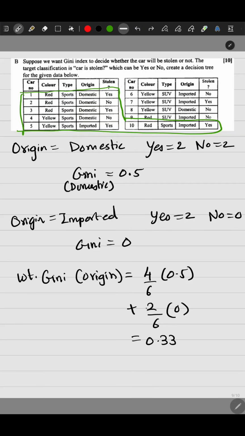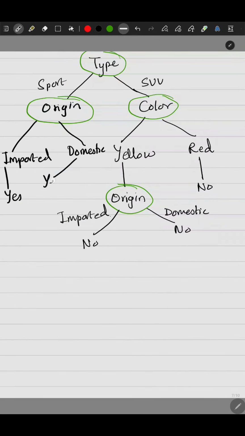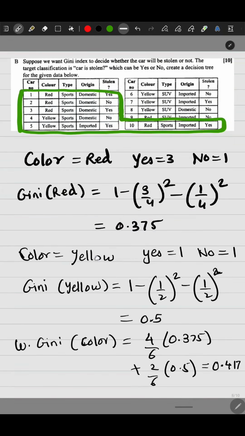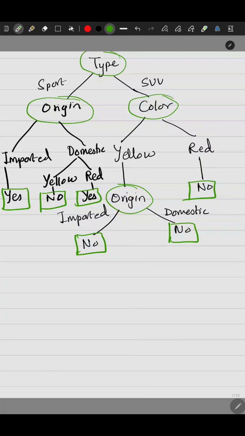Now this is another shortcut if your time is less. For yellow, it's no. And for red, just check the majority. For red, the majority says yes. So for red, it is yes. I will denote the leaf nodes by some other color, so these are the blue ones. These are the leaf nodes. So that is the answer. That is our final tree. That is how the Gini index problem is solved.